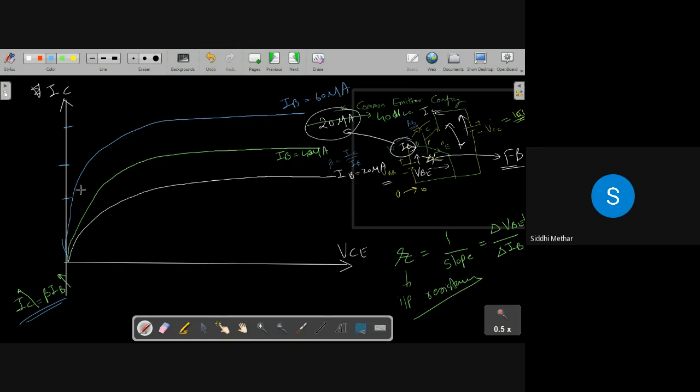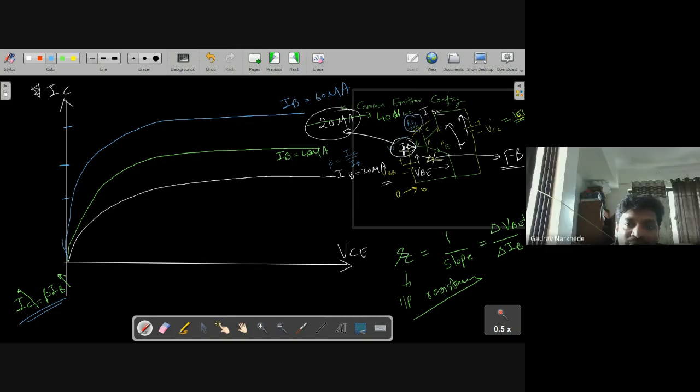ओके, ये कैसा है? रिवर्स बायस में, राइट, विथ रेड कलर. This is in reverse bias. Okay, IB अगर zero है, if IB is zero means what? Current is flowing in this diode?